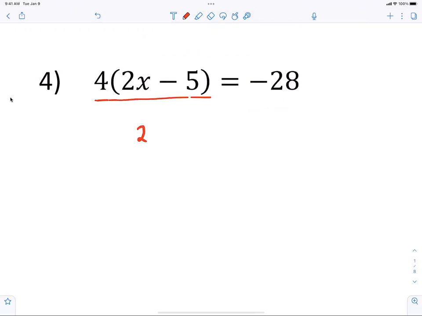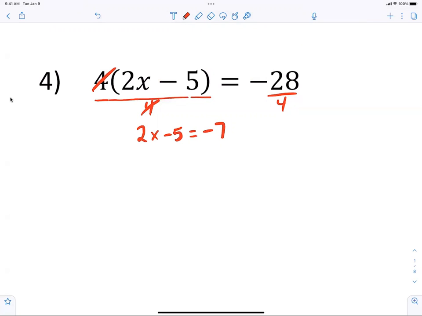So 2x minus 5. When we divide by 4, these guys cancel. So now, go ahead, Mr. Ward. 2x minus 5 equals? What is negative 28 divided by 4? That's what we're looking at. Is everybody good with this? That is 100% correct. You divide by 4 because 4 can go into 28.